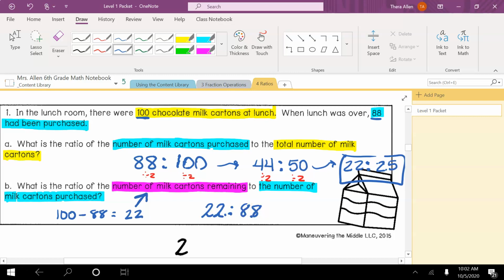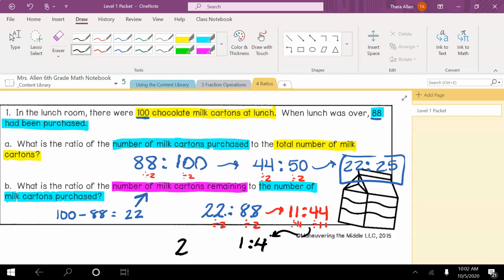I can simplify this by dividing both by 2. And I get 11 to 44. And then I could actually simplify that a little bit more by dividing by 11. 11 divided by 11 is 1. And then 44 divided by 11 is 4. So for every milk carton not purchased, there were 4 purchased. And that's what that ratio is telling us.